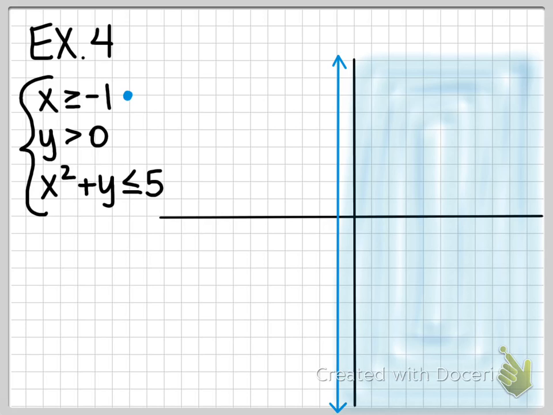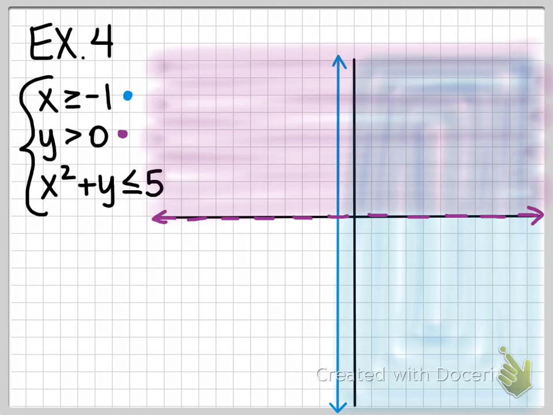The second inequality, y is greater than 0, is going to be a horizontal line through 0, and this one is going to be dashed because it's not equal to, and it says greater than, so I would shade above. So right now, the double shaded portion of this graph is the solution so far, in the upper right hand corner. But we've got one more function that we need to graph.